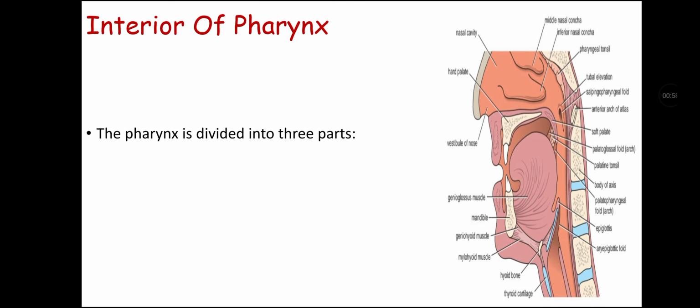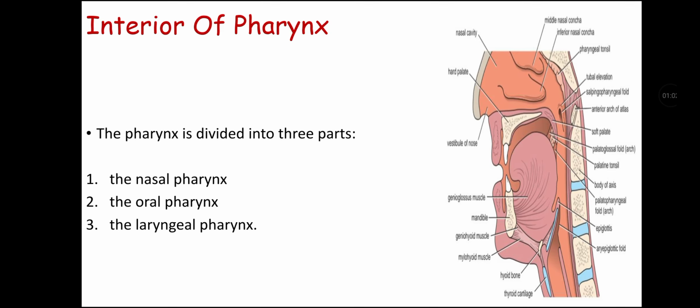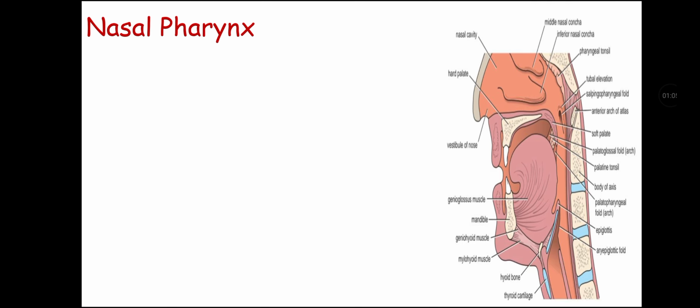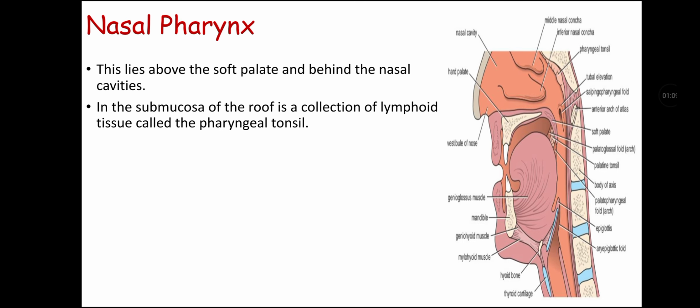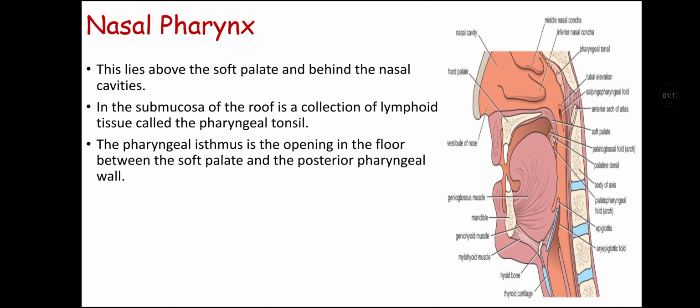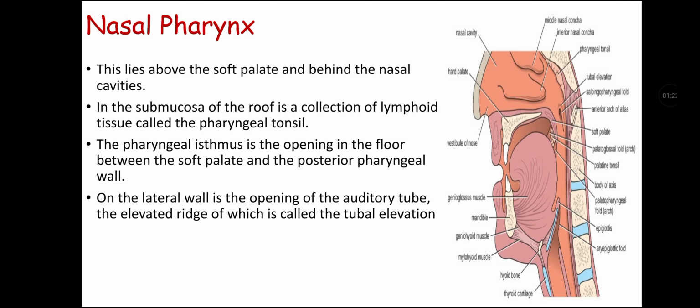Interior of pharynx. Pharynx is divided into three parts: the nasal pharynx, the oral pharynx, and the laryngeal pharynx. Nasal pharynx lies above the soft palate and behind the nasal cavity. In the submucosa of roof is a collection of lymphoid tissue that is called as pharyngeal tonsil. Pharyngeal isthmus is opening in the floor between the soft palate and posterior pharyngeal wall.